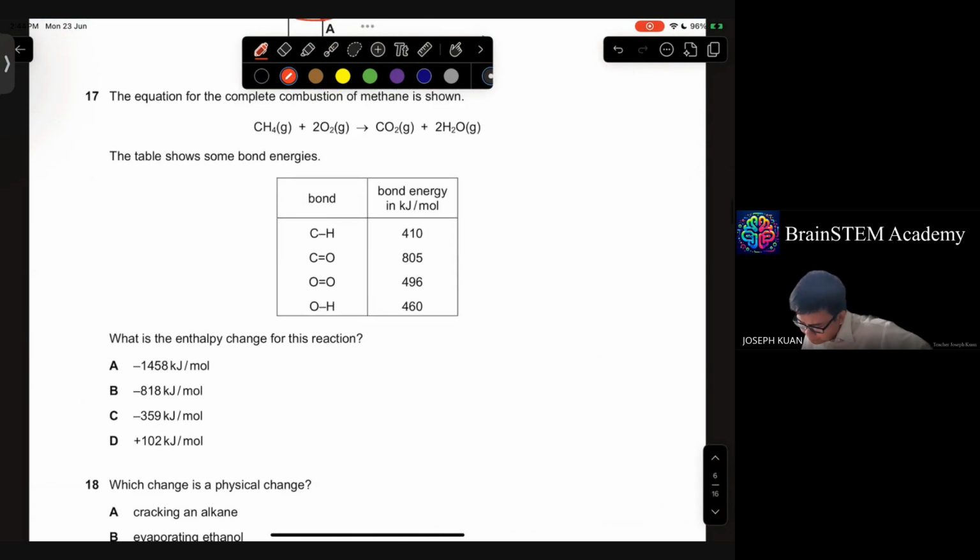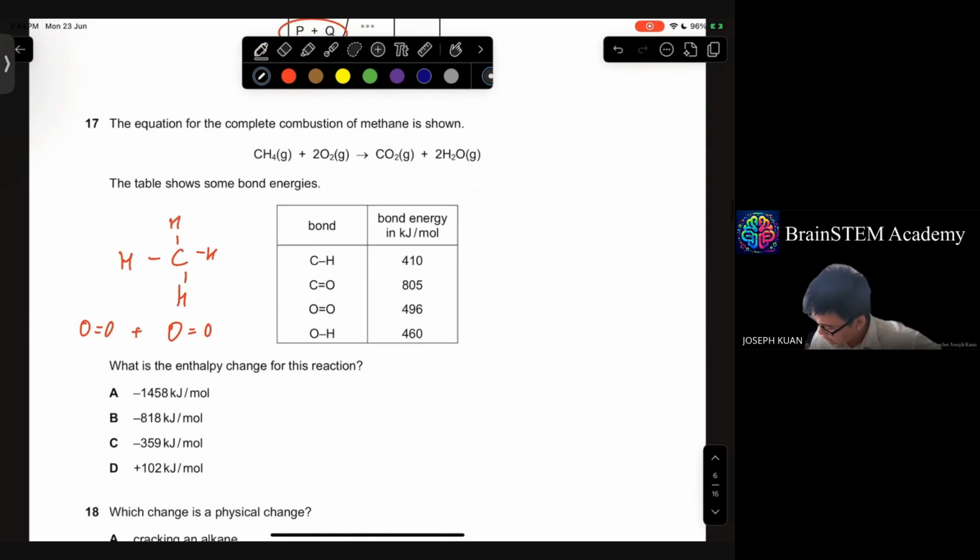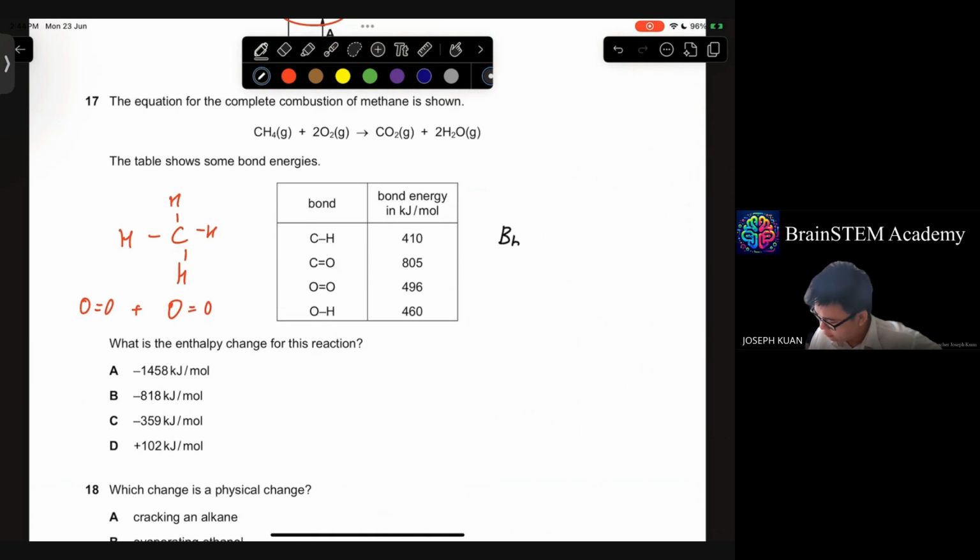Now, 17. The equation for the complete combustion of methane is shown below. The table shows some bond energies. What is the enthalpy change for this reaction? To find enthalpy change, what we must do is find the bond breaking energy among the reactants, find the bond formation energy in the products, and also find the delta H by applying the formula, the bond breaking energy minus the bond formation energy.